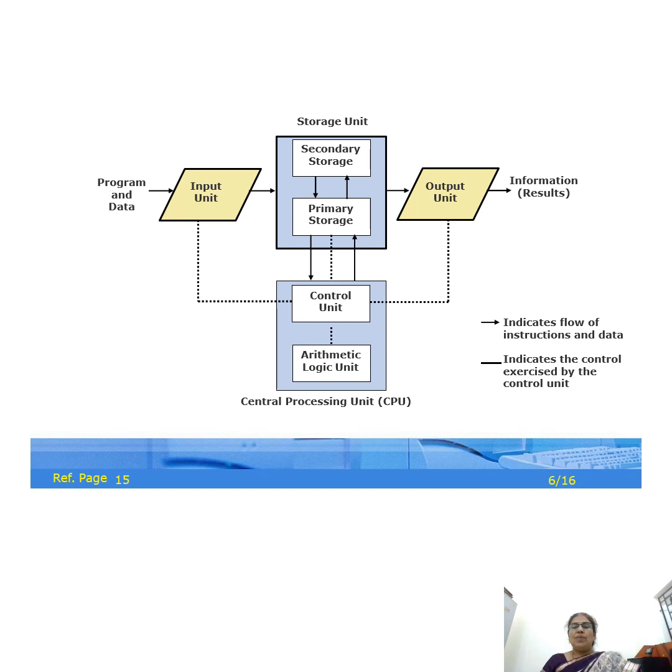So the output will go through the secondary storage as well as from the control unit. The processed information, as already discussed in the previous slide, is the processed data, and that is called the result. We will see the output through our monitor.